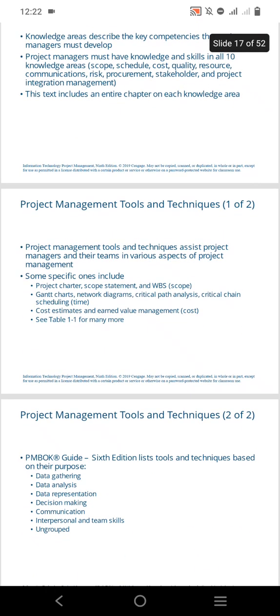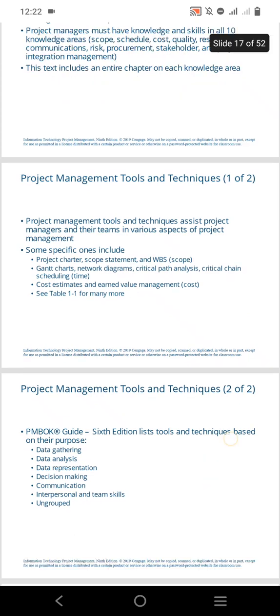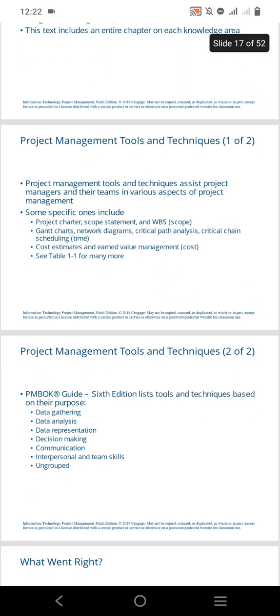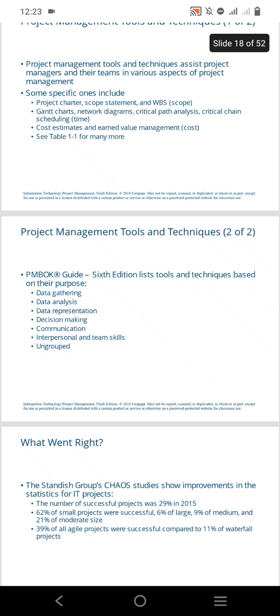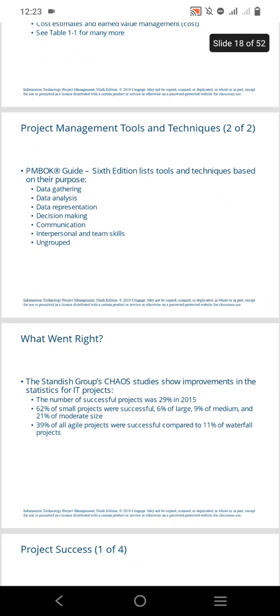There are project management tools and techniques. These tools and techniques assist project managers and their teams in the various aspects of project management, and some of them include the project charter, the scope statement, and the work breakdown structure. There are the Gantt charts, the network designs, etc. There are some tools and techniques that are based on their purpose. There are tools and techniques that you would require to carry out data gathering, to analyze the data, to represent data, decision making, and so on and so forth. For example, you could need a Gantt chart to represent data. It is a tool that can be used.